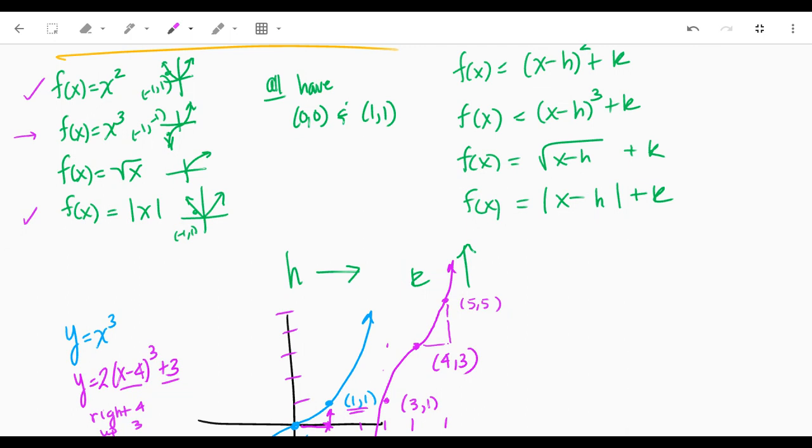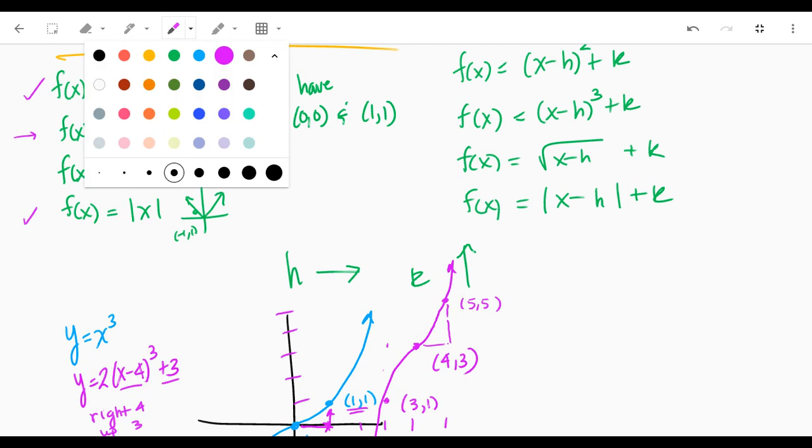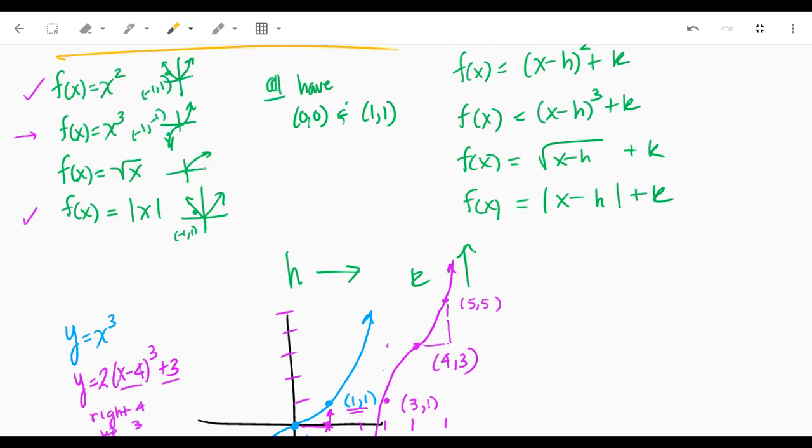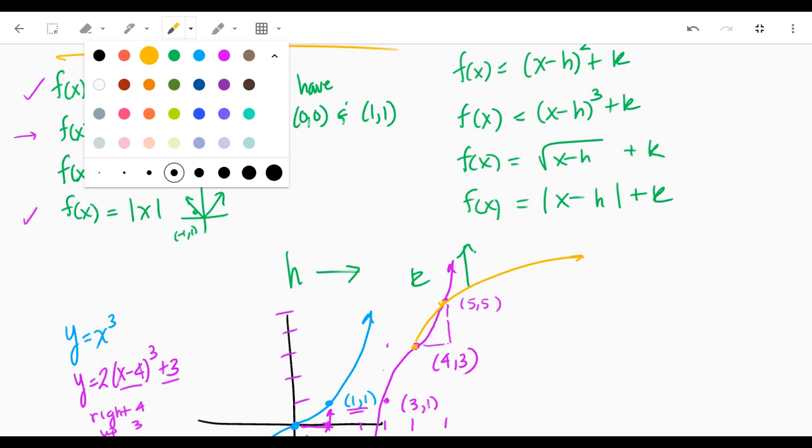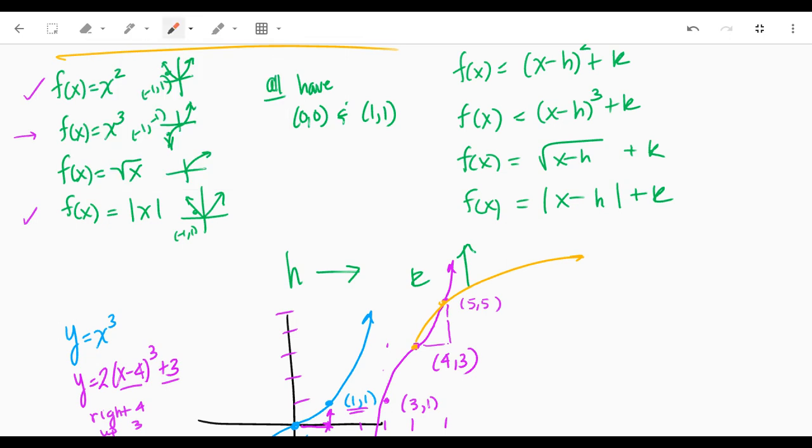The rules apply. It's the same rules no matter what. If this had been a square root function, then I would have still had the point (4, 3) and the point (5, 5). It's just the shape that's different. Or if it had been a quadratic, I'm running out of colors here, I would have still had the points (4, 3) and (5, 5), but I would have gone left 1 and up 2. So I would have been at (3, 5), and then I put the shape in. So the steps are really the same. You just add the shape at the end.